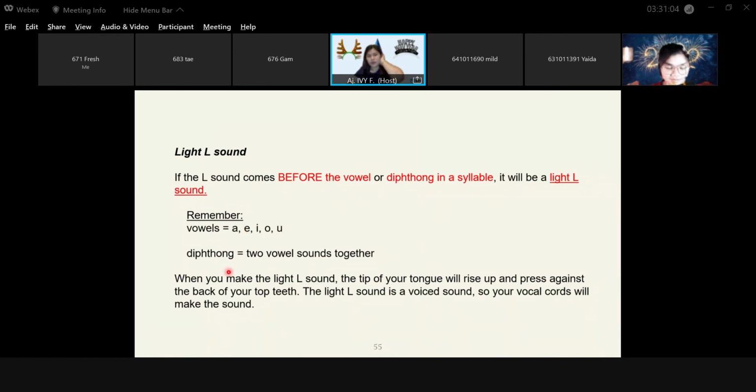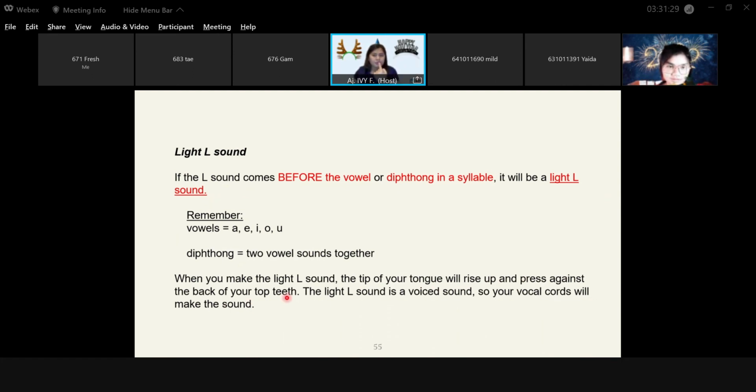Okay? The diphthongs means two vowel sounds together like I, oi, ow, o. So those are diphthongs. We haven't studied that one yet. So when you make the light L sound, the tip of your tongue will rise up and press against the back of your top teeth. Can you do that on your own?